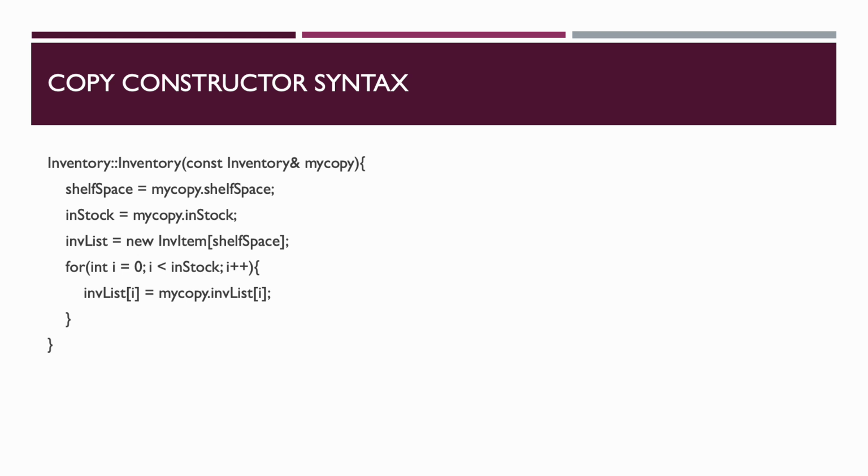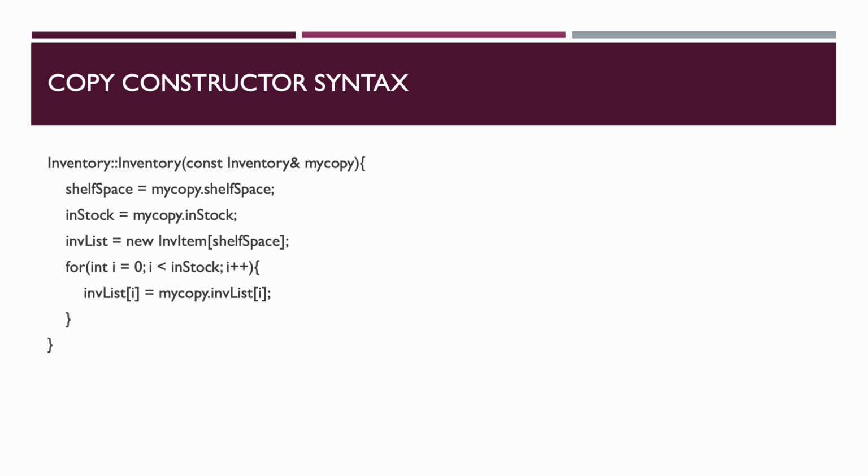Now in the body of this constructor, we have shelf space equal to my copy dot shelf space. And then the second line is in stock equal to my copy dot in stock. So these are simple member variables, likely integers, so a shallow copy is fine for them. These are basic data members. Now, allocating new memory for dynamic members, this line is for that.